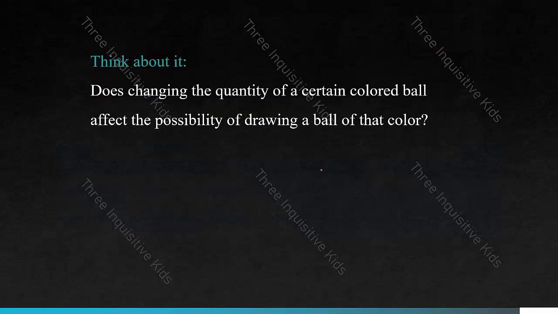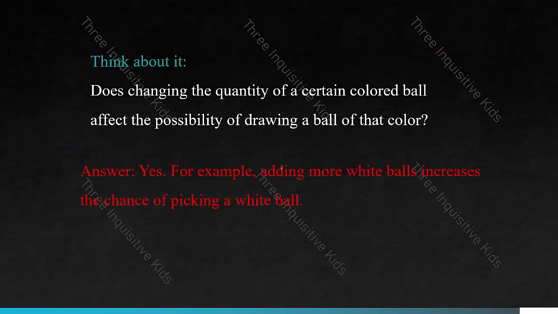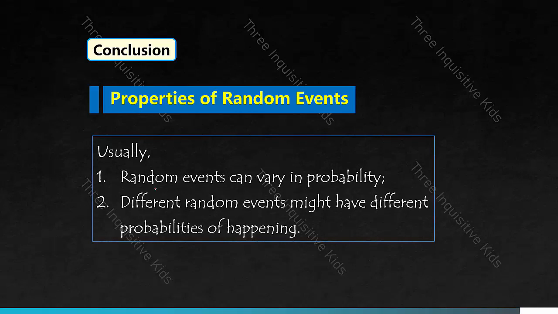Does changing the quantity of a certain colored ball affect the possibility of drawing a ball of that color? Yes. For example, if you add more white balls, it increases the chances of picking a white ball. So random events can vary in probability. Some random events are more likely to happen, while others are less likely to happen.